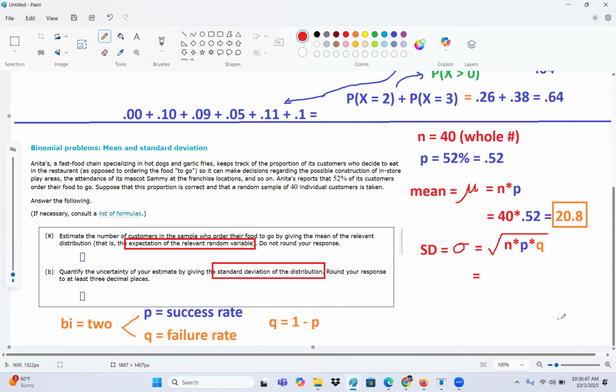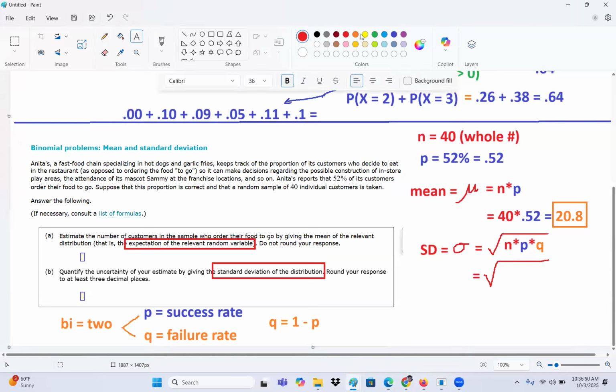We just take the square root of n, which is 40, times the p, which is 0.52, times the q. The q can be computed by 1 minus p. So you can take 1 minus 0.52, and you get 0.48.